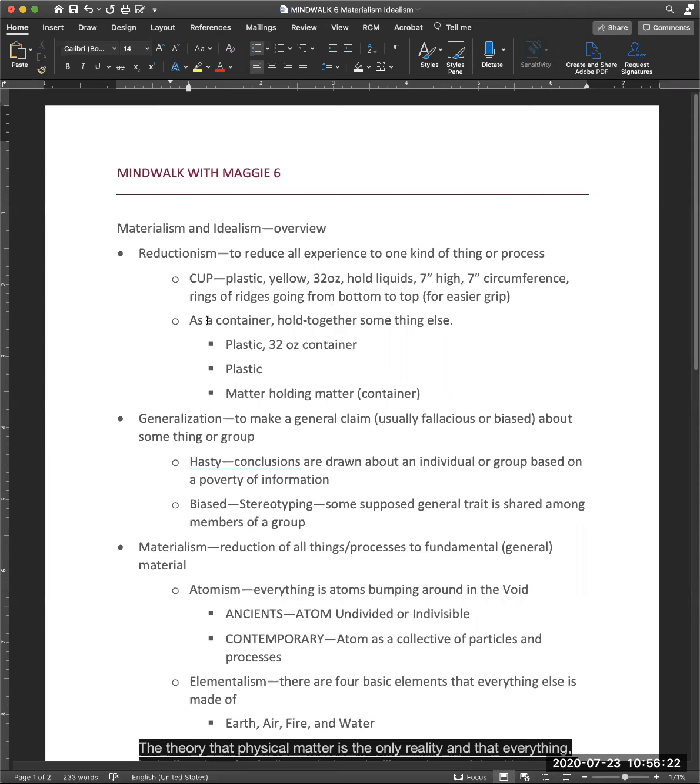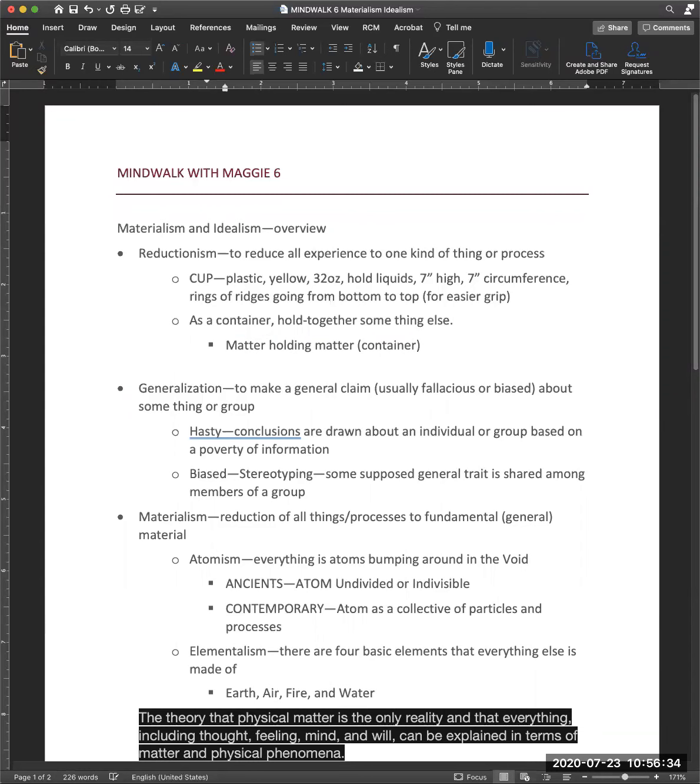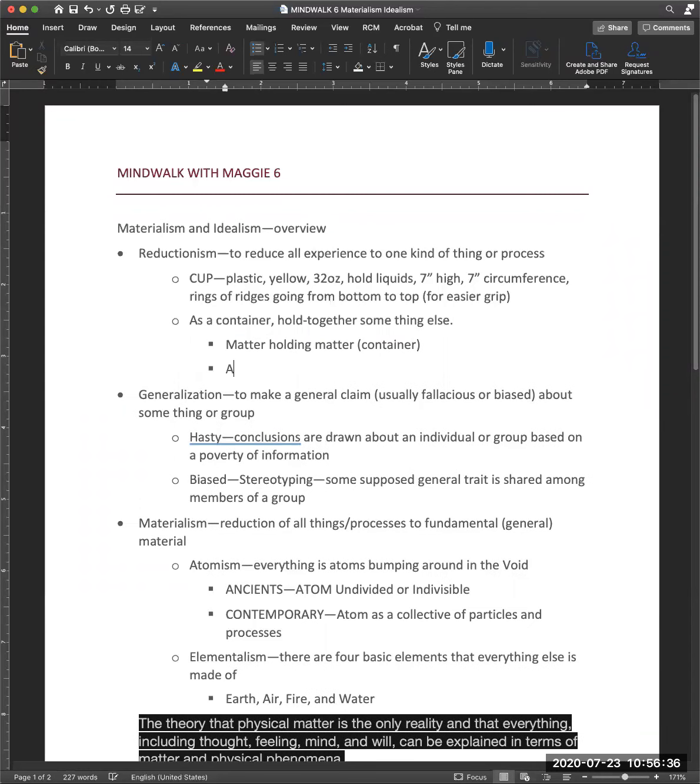Really, all the cup needs, right? Let me change this part here. It doesn't have to be plastic, but it has to be matter because it's going to hold matter, right? It doesn't have to be a particular shape, but it does have to be a shape, right? So in other words, whatever particular shape it has, that means that it just needs to be shapely.